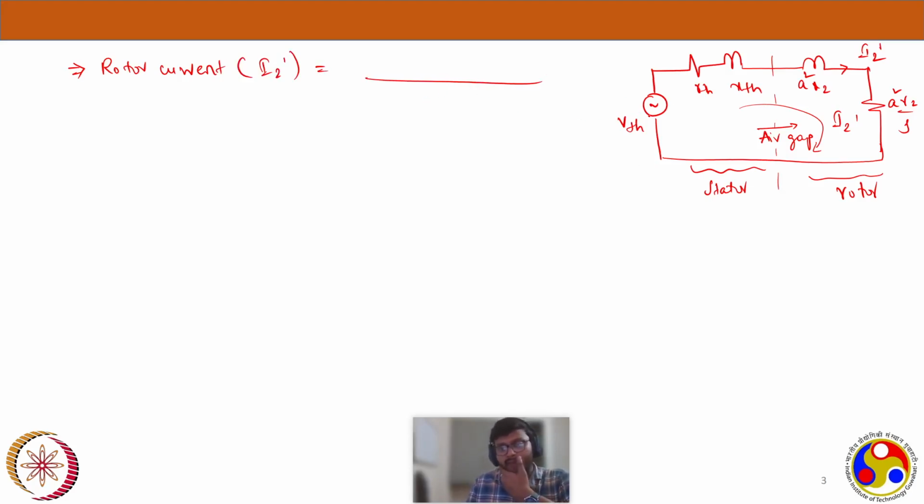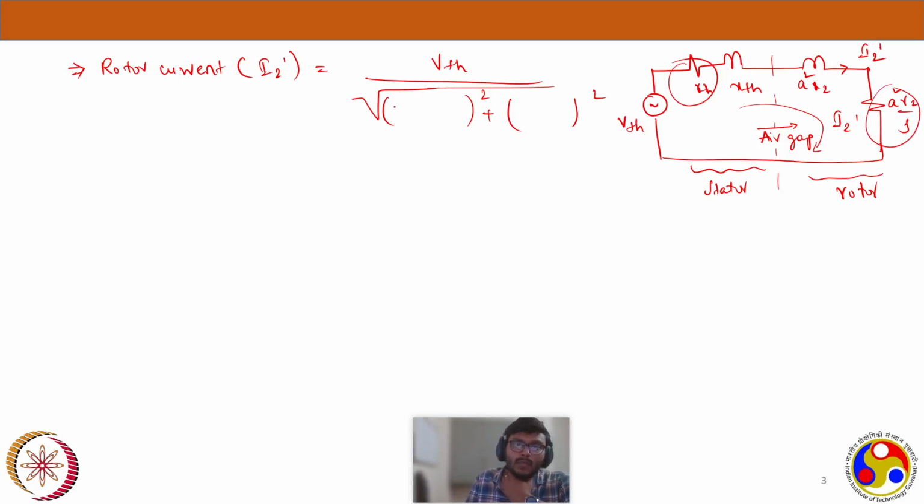So what is this I2 dash here? It is the voltage divided by the entire impedance in the circuit. So the voltage is VTH, Thevenin's voltage, divided by the entire impedance. It is an equivalent impedance of the resistance part and also the reactance part, so I'm taking the resultant: resistance square plus reactance square. So what are all the resistances in the circuit first? That is RTH and A square R2 by S.